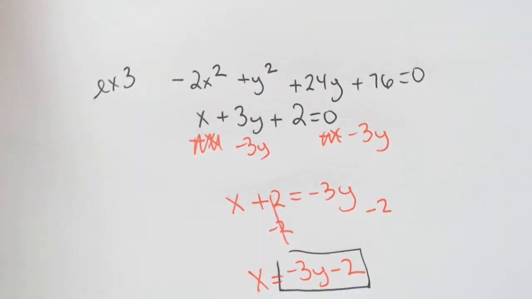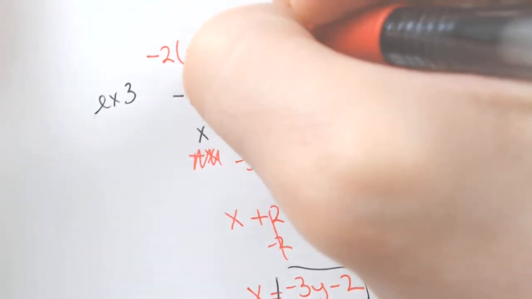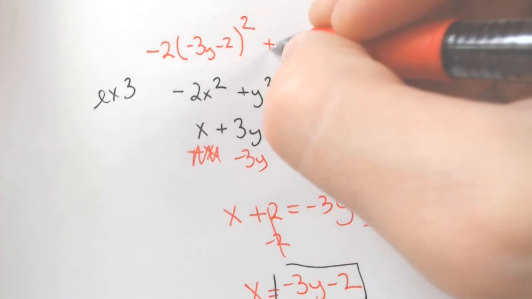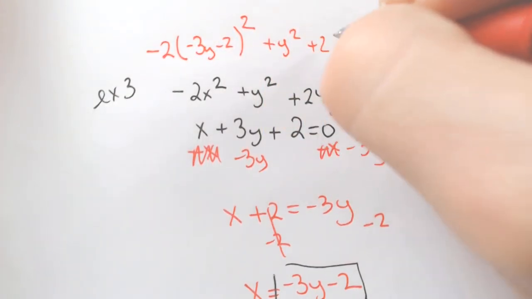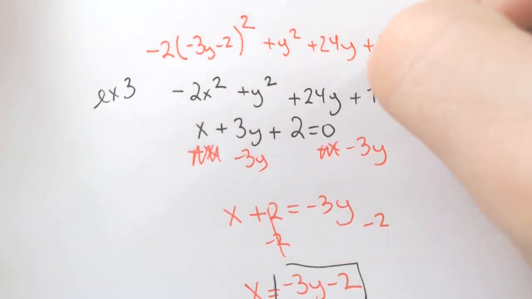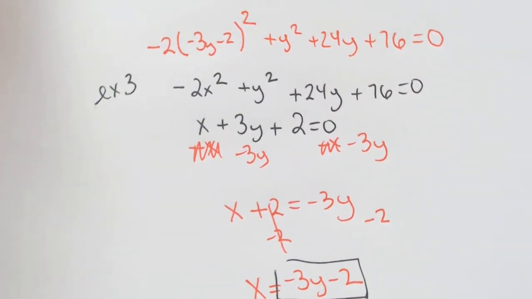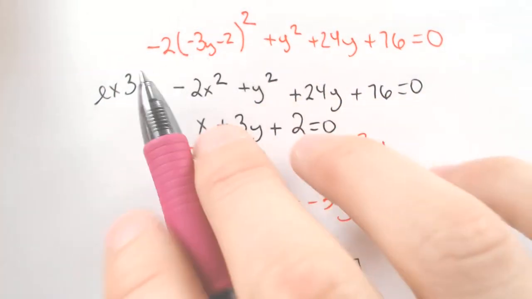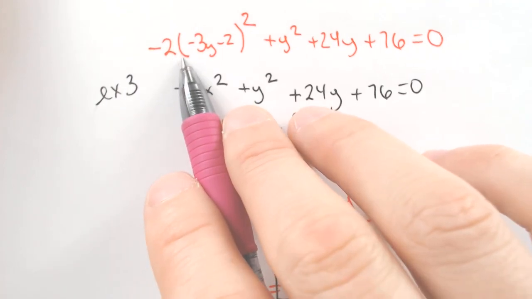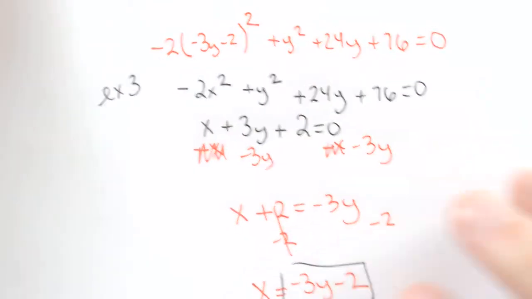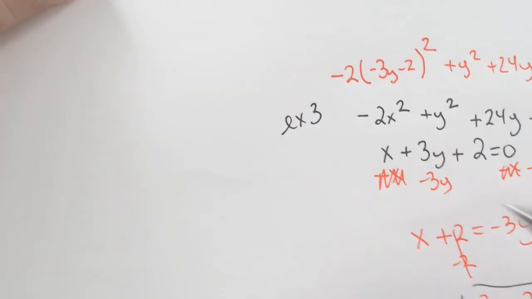So if we do that, it would be negative 2 times the quantity negative 3y minus 2, squared, then plus y squared, then plus 24y, then plus 76, then equals 0. Which is going to be a pain because you cannot distribute the squared. You also cannot distribute the negative 2. So this is the part that requires some work that oftentimes is annoying. So I'm going to do it off to the side real quick.